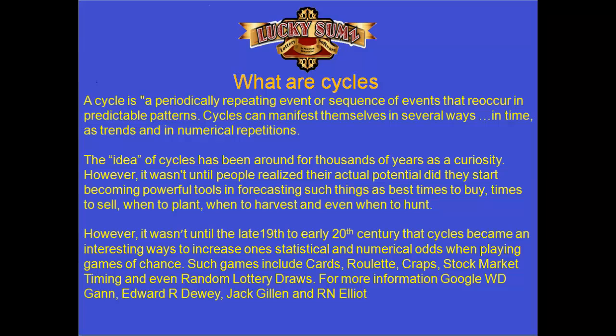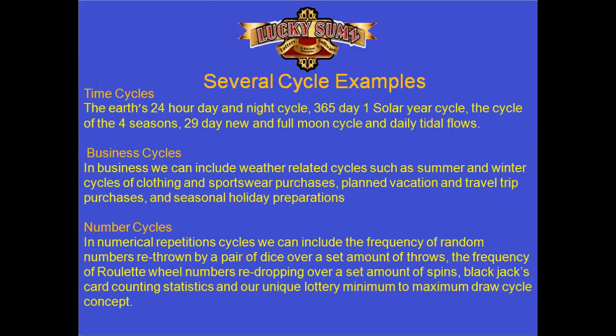D. Gann, Edward R. Dewey, Jack Gillen, and R. N. Elliott. Several cycle examples. Time cycles: the Earth's 24-hour day and night cycle, the 365-day one solar year cycle, the cycle of the 4 seasons, the 29-day new and full moon cycle, and daily tidal flows.